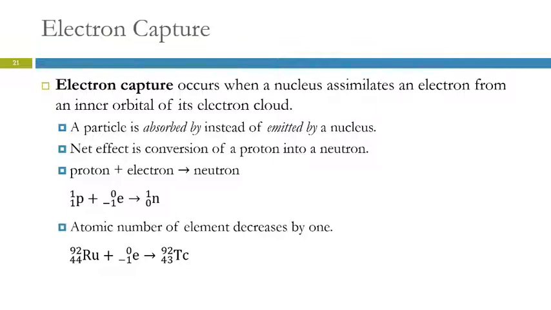Another type of radioactivity is called electron capture. This is when a particle gets absorbed by the nucleus instead of being emitted, as the name capture suggests. So a nucleus captures an electron, it assimilates an electron, and that electron is coming from an inner orbital of its electron cloud.